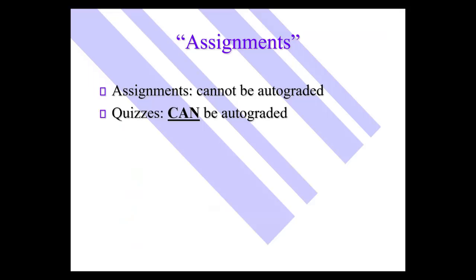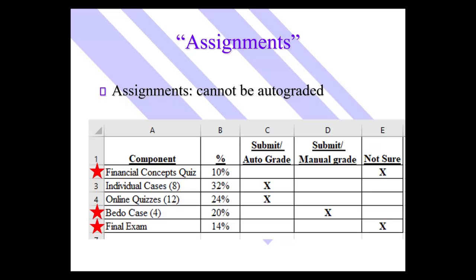And here's the difference. Assignments cannot be automatically graded by Canvas. Quizzes can be automatically graded. So anything that is going to be automatically graded when the students submit it is a quiz, and those are also in assignments. So for my components, my financial concept quiz is not going to be automatically graded, or at least right now I'm not sure. The be-do case, not going to be graded automatically, and the final exam I don't think is going to be graded automatically. So those are going to be assignments.